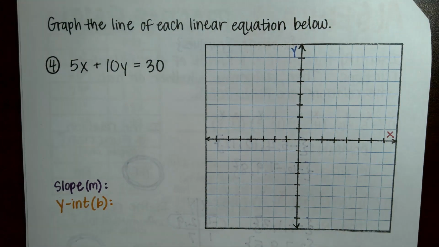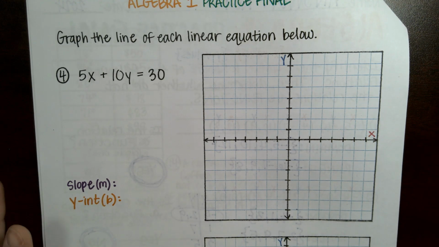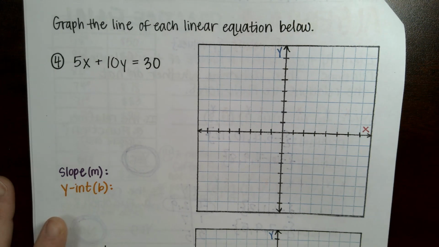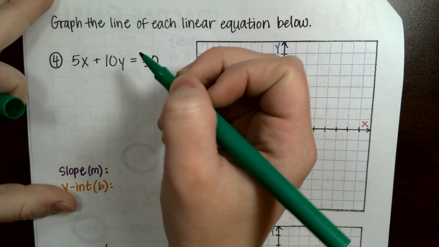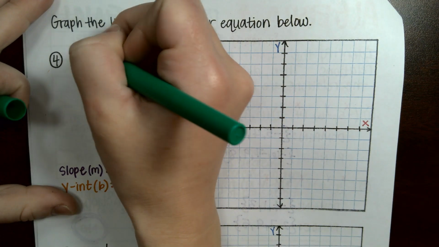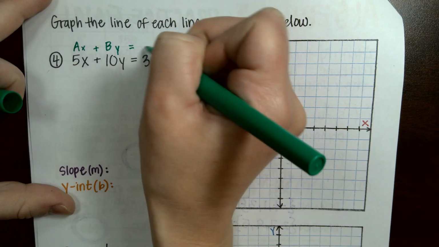We've got some graphing problems here. On number 4, I'm going to have you graph the line of this linear equation here. So first of all, what form is this equation in? ABC. Yes, it's in our standard form, AX plus BY equals C.